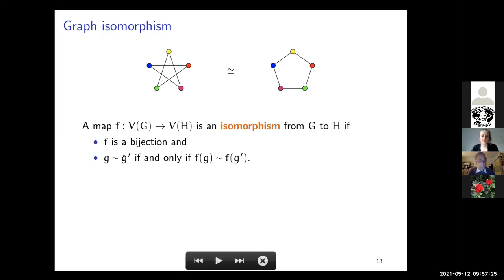Just to make it perfectly clear, your graph is unoriented. Yes, it's not oriented. And you allow multiplicities for edges, or is it just single? No, let's say it's a simple graph. Okay, thank you.